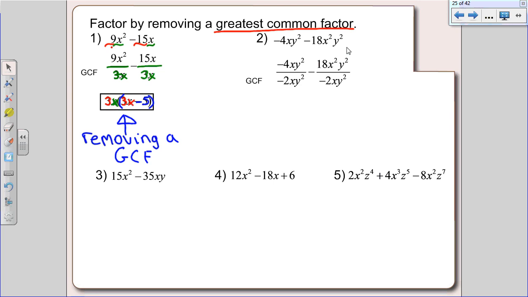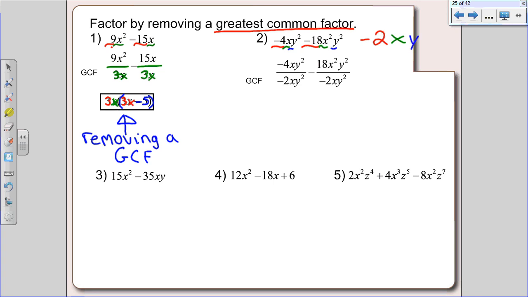Okay, let's do it again. So they've done a little bit for us. It says remove a GCF. The first question is to identify your GCF. So the biggest number that can divide into negative 4 and negative 18 is negative 2. The most number of x's that could go into x and x squared is a single x. And the most number of y's that can go into y squared and y squared is y squared.